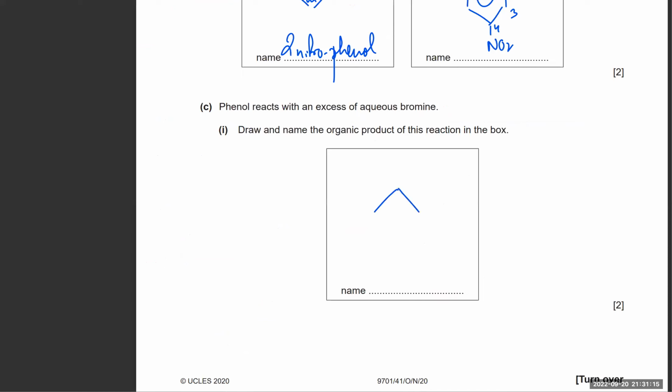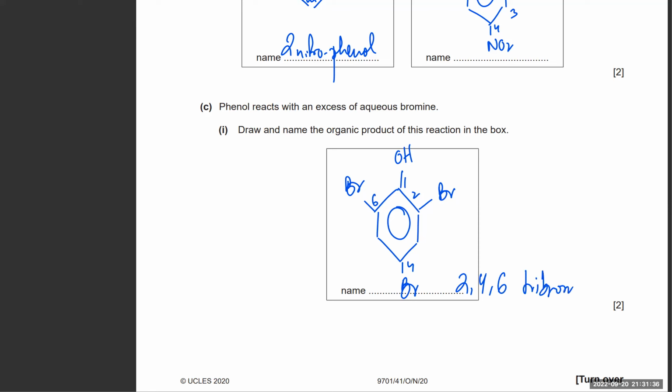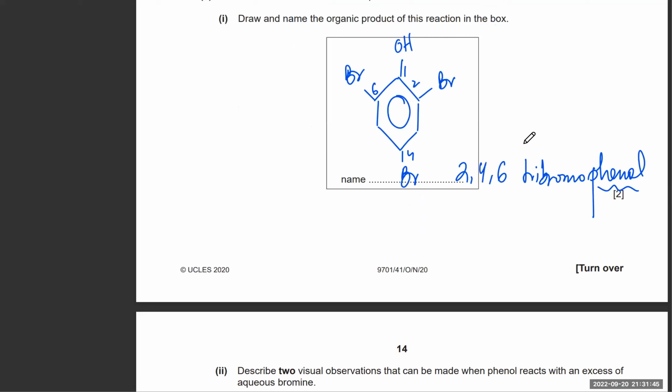So you had a phenol, and the bromine will get attached to all 3 positions. The positions are, this is 1, this is 2, this is 4, this is 6. So 2,4,6-tribromophenol. You've got 3 bromines and it's a phenol, so they're all attached to the phenol. Is that clear? Yes, sir.